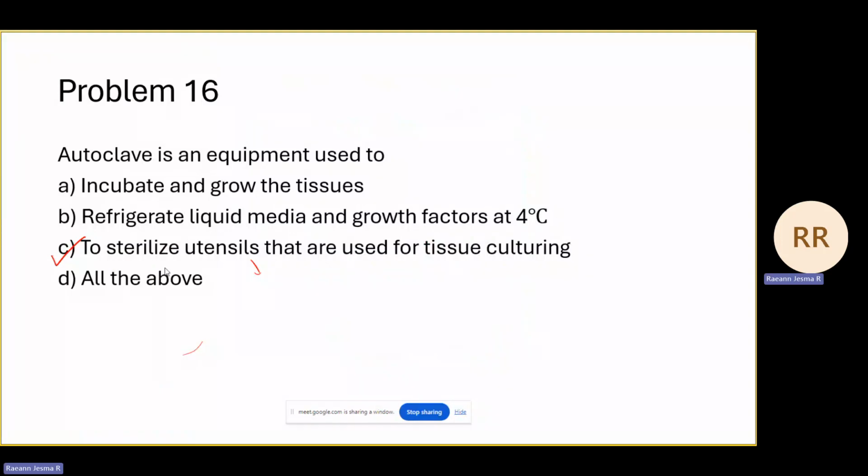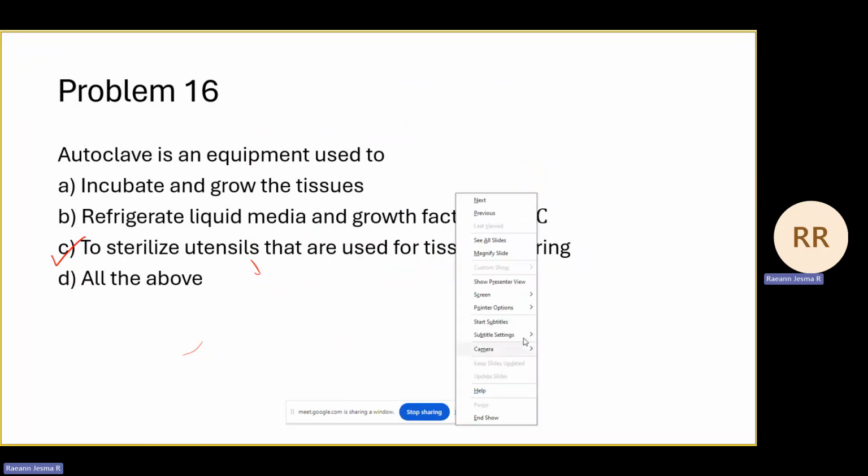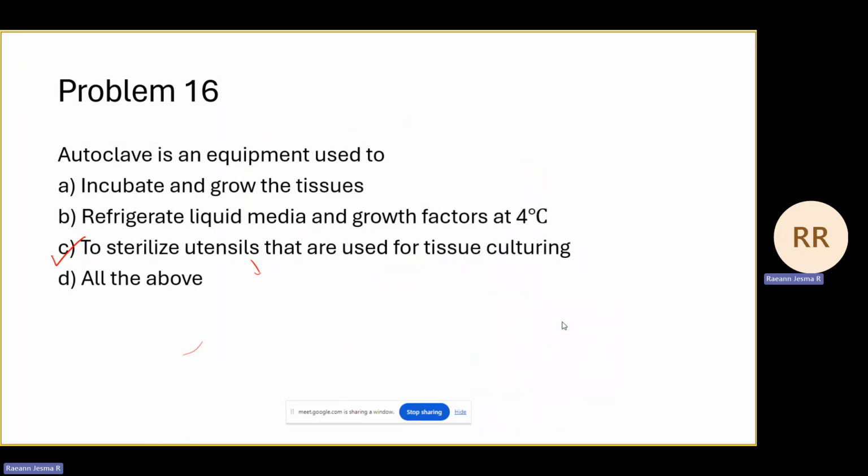So that's why we go for a very high temperature around 121 degrees centigrade. So the correct answer is option C, to sterilize utensils that are used for tissue culturing. Now let us move to next problem.